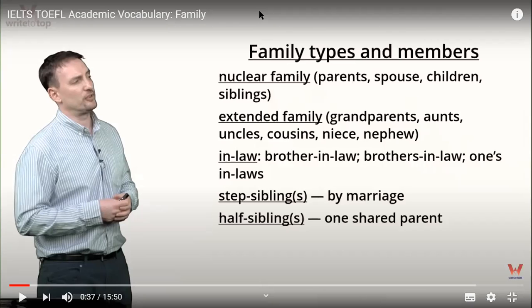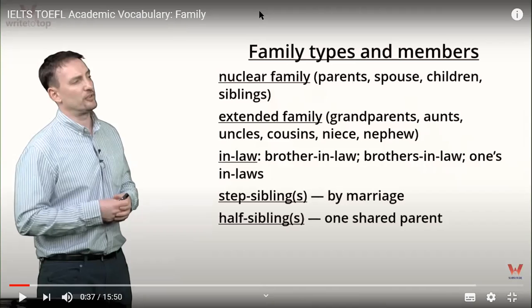If we take a couple, and that man or woman has divorced or lost their husband or wife, and that person remarried another man or woman, and they have other children, those children are called each other's step siblings. That person's child and another woman's child are called each other's step siblings after marriage.